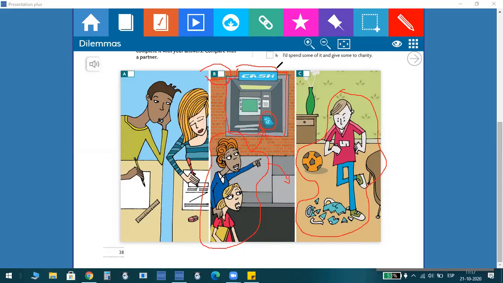Let me call. Tienen que crear listas de participación porque es muy difícil. Raúl. Raúl.